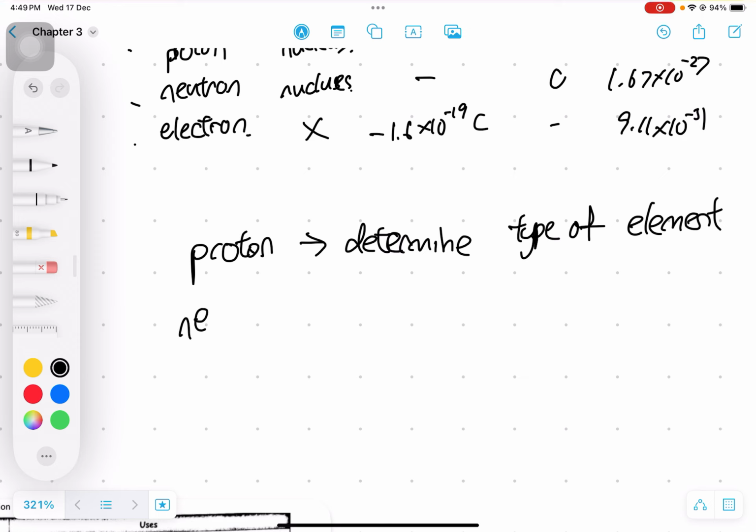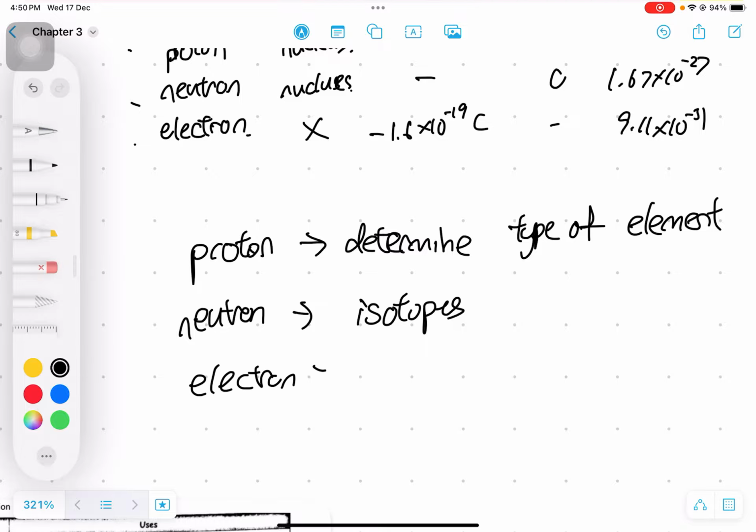Neutrons don't determine the element, they just determine the isotopes. We will later discuss why there are different isotopes, but usually a different neutron number means different isotopes. And third is the electron.